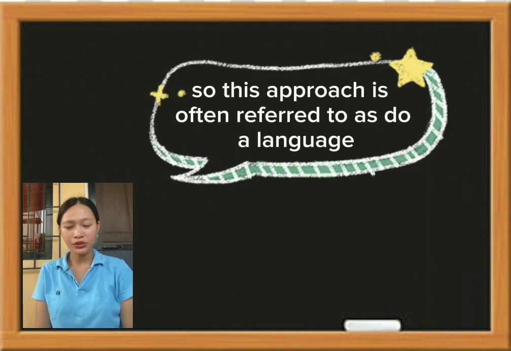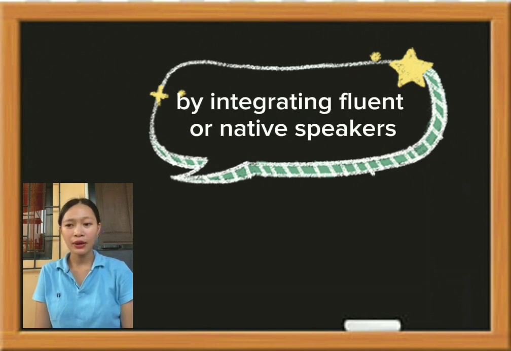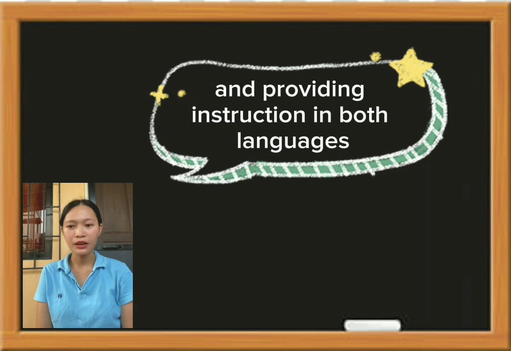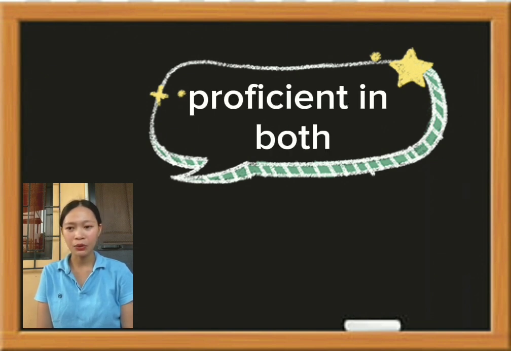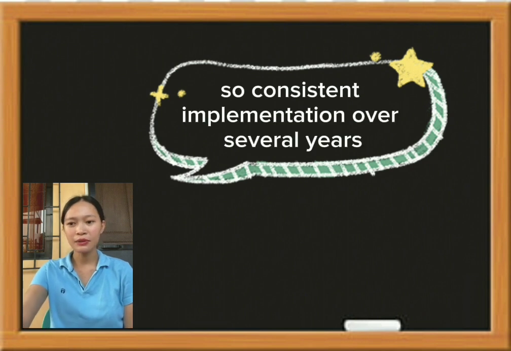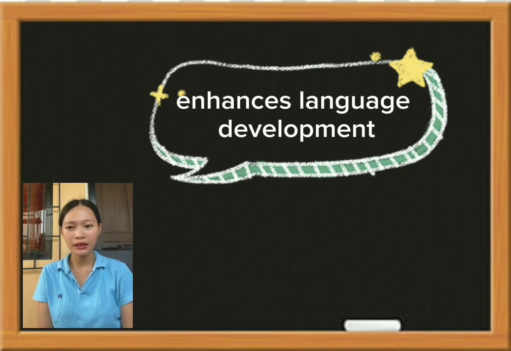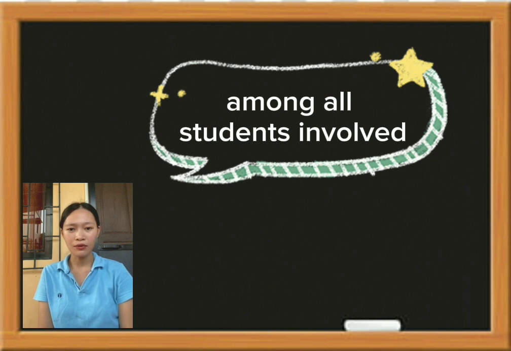So this approach is often referred to as dual language or two-way immersion education. By integrating fluent or native speakers of both languages in the same classroom and providing instruction in both languages, students have the opportunity to become proficient in both. So consistent implementation over several years enhances language development and cultural understanding among all students involved.